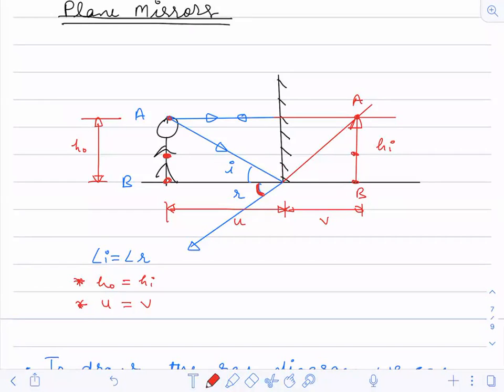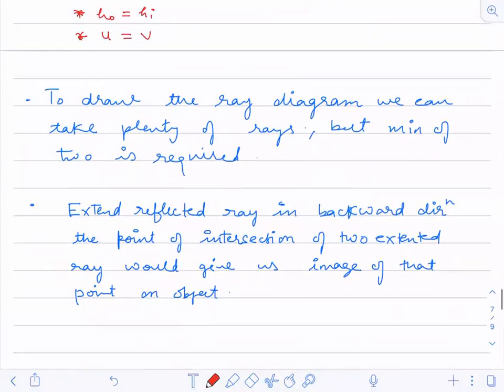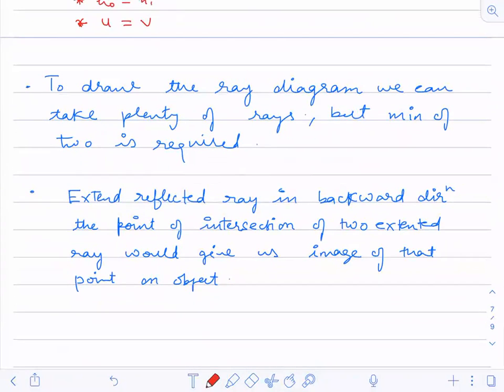Fine. So these are the two important points that you have to remember while making any kind of image: you have to draw two rays. Minimum two rays you have to use. With one ray you cannot draw the image. Minimum two rays you have to take, and we will generally take two rays only. Don't take 3 or 4 rays, that is a waste of our time.